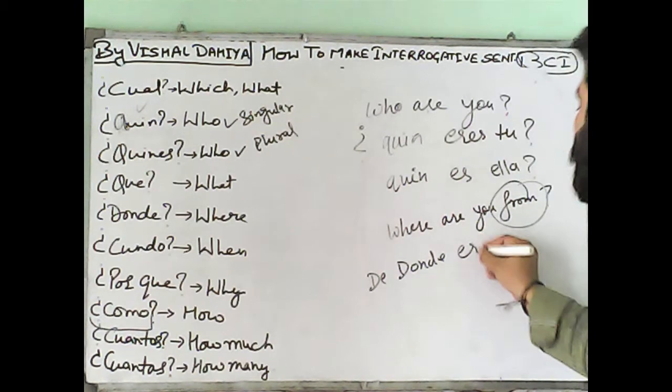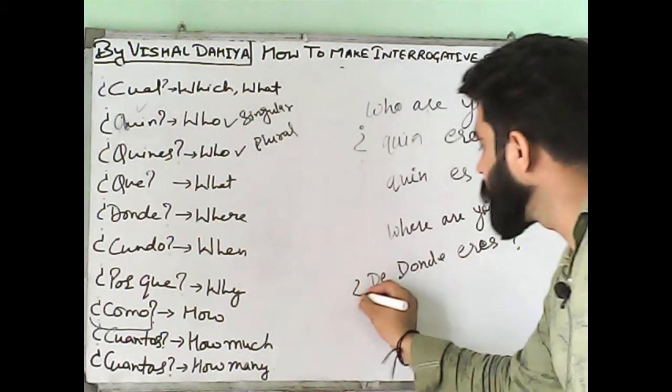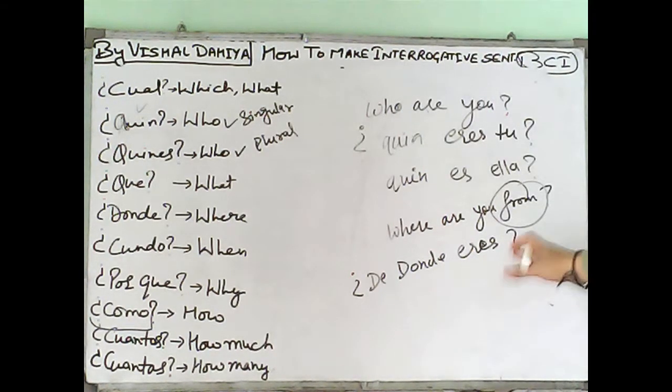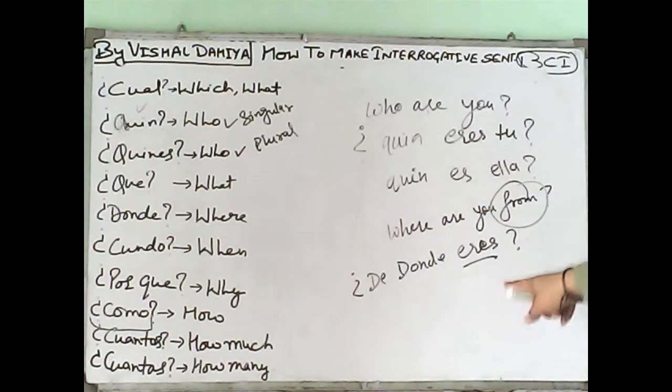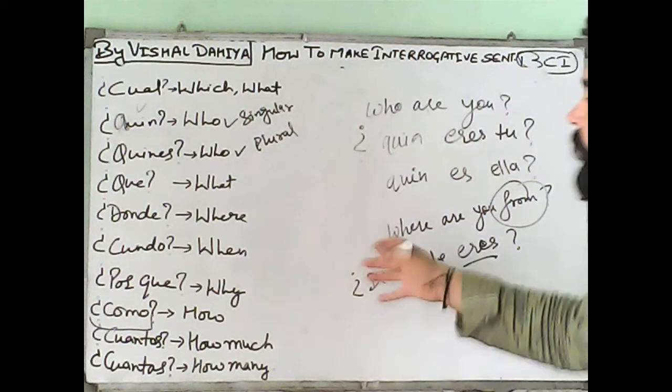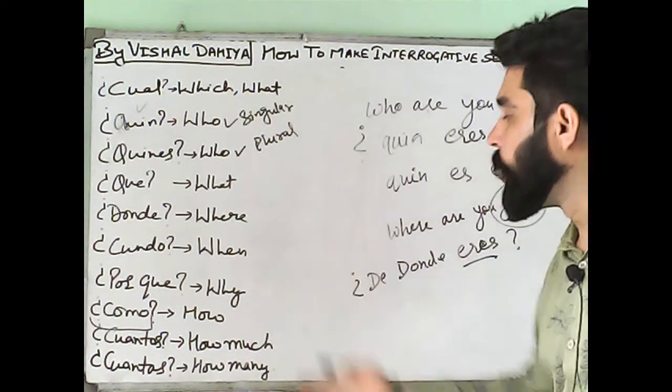De dónde eres, right? Here I don't have to use the subject, because the conjugation form of the verb ser is showing you why I used it. So next we have de dónde eres, which means where are you from. For nationality I use eres, do not use estar. Next we have porque, cómo.